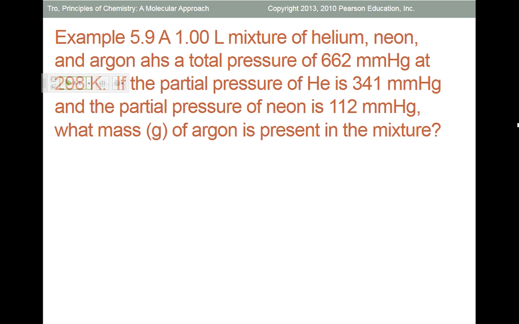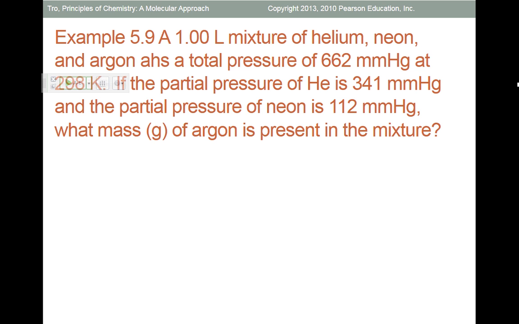Let's look at another example. So here, we're taking a 1 liter mixture of helium, neon, and argon. And that's HNA, not AHS. I don't know, it's a typo. And we know the total pressure at 298 Kelvin. We're also given the partial pressure of helium and the partial pressure of neon. Now notice those partial pressures are in millimeters of mercury.